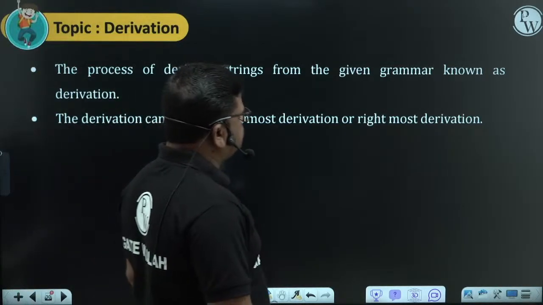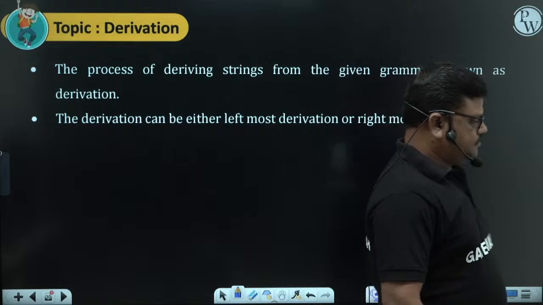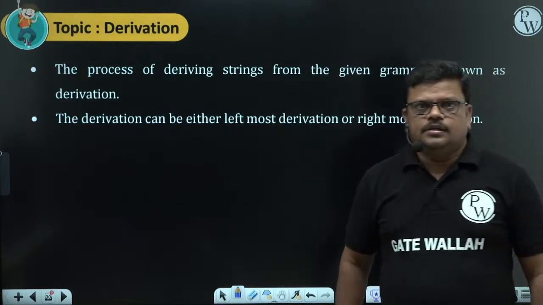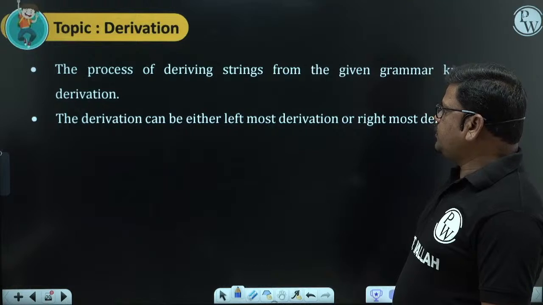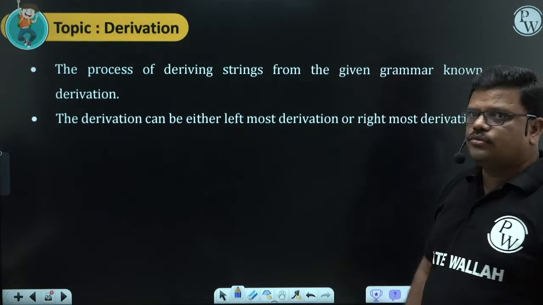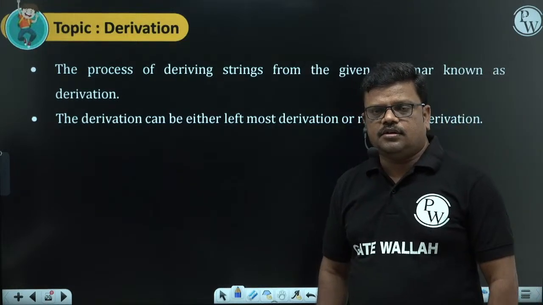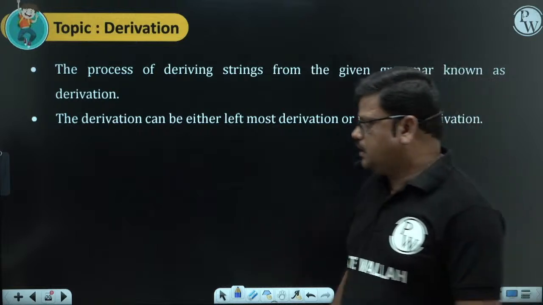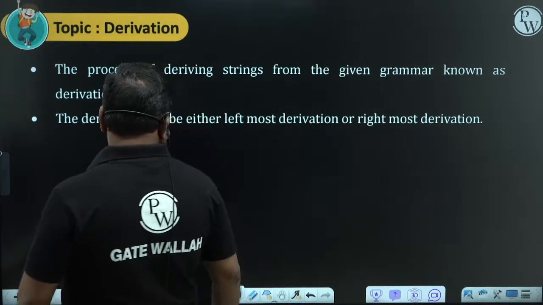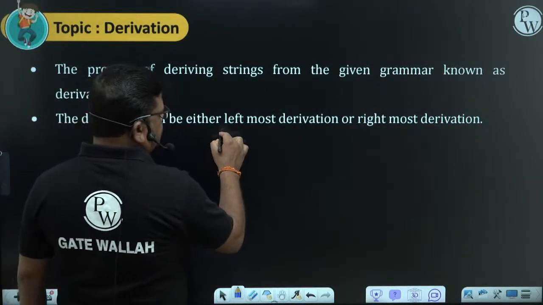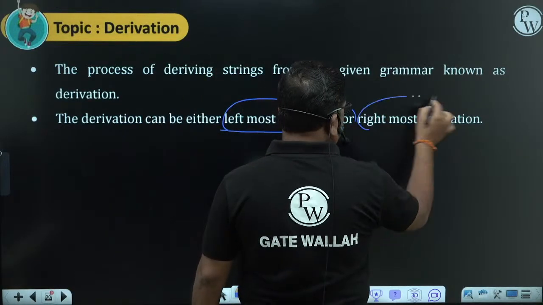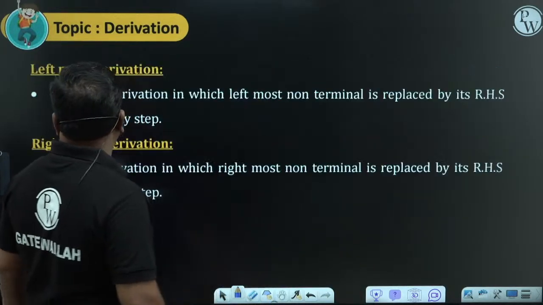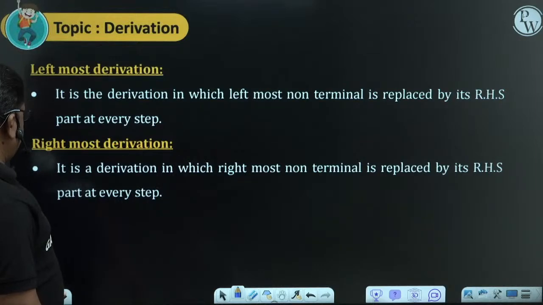Derivation. The process of deriving strings from the given grammar is known as derivation. The process of generating strings from the given grammar. This derivation can be either leftmost derivation or rightmost derivation, or we have one more form called a derivation tree.